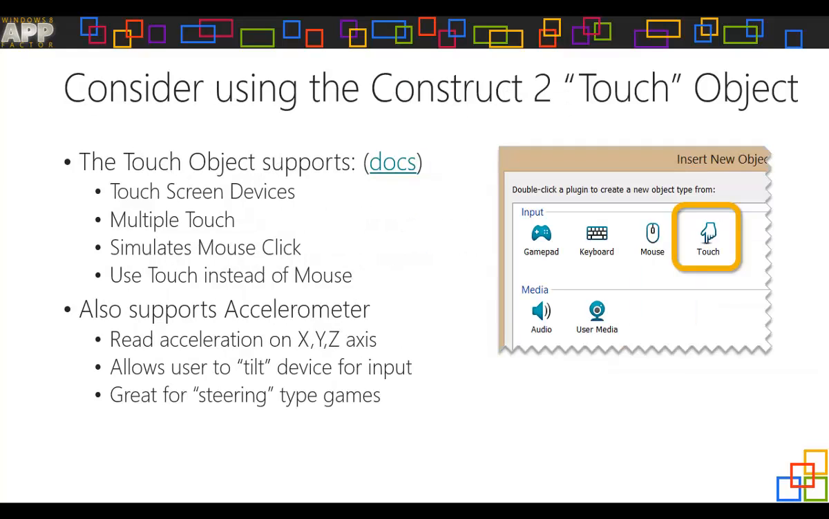Now, in addition to the Windows 8 object, if you're going to be publishing your games through Windows 8, you're also going to likely want to make sure to add in the touch object. The touch object gives your game support for touchscreen devices, including multi-touch and more. It kind of wraps up the mouse functionality, so you typically don't need to use the mouse object if you have the touch object for your Windows 8 games. The other cool thing is that in addition to touch, the touch object actually also supports the accelerometer and gives you accelerometer values inside your Windows 8 games.